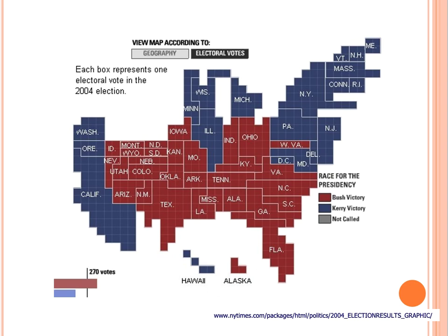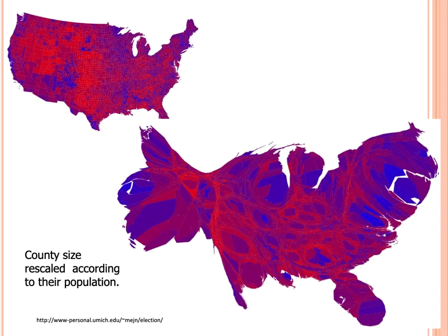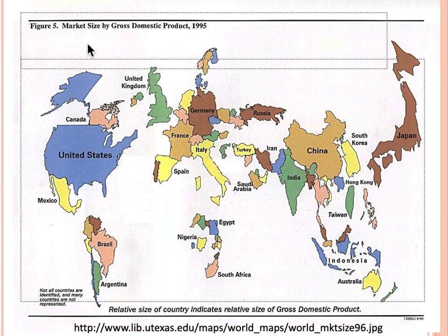Here is a cartogram of the electoral vote in the 2004 election. Here, this is a cartogram showing us county size, and the county size is rescaled according to their population. Again, we see distortion in this type of map. Also, this type of map is showing us the levels of GDP. We can see China, the United States, and Japan have high GDP compared to Africa, which has low GDP.